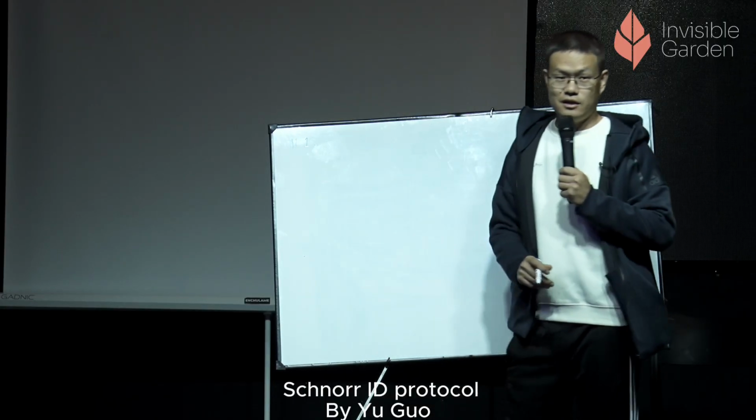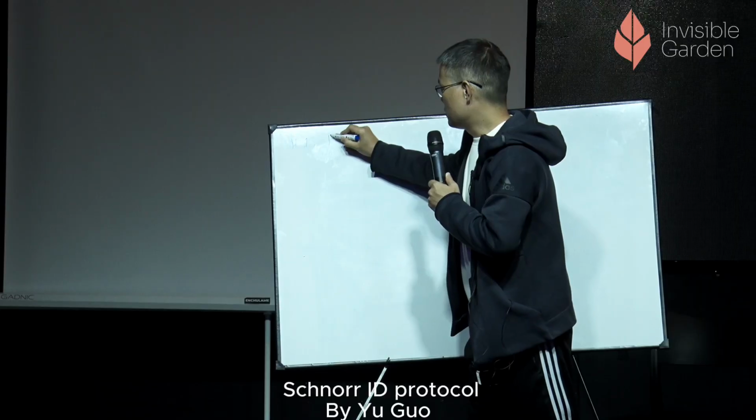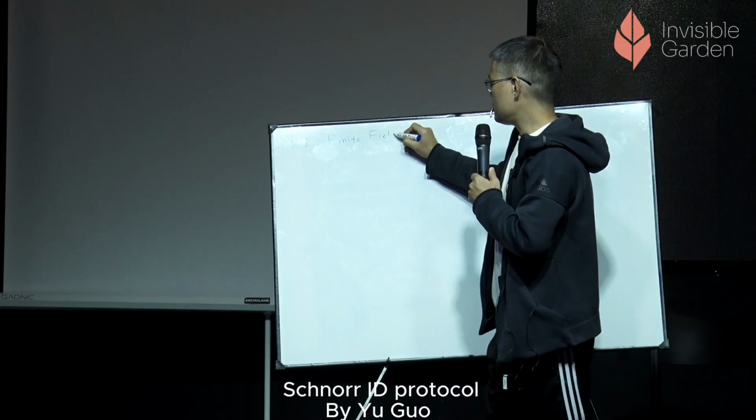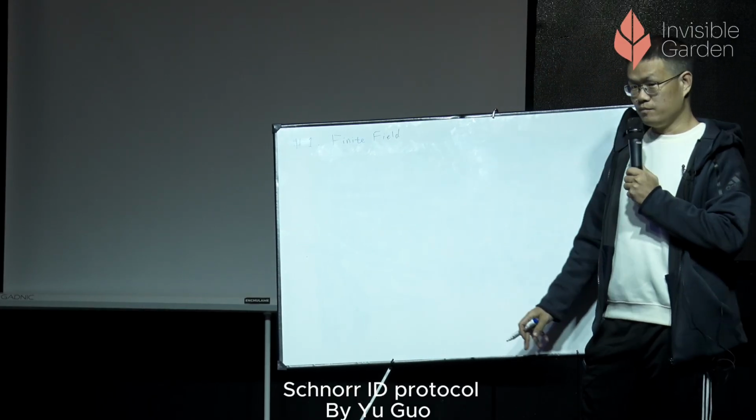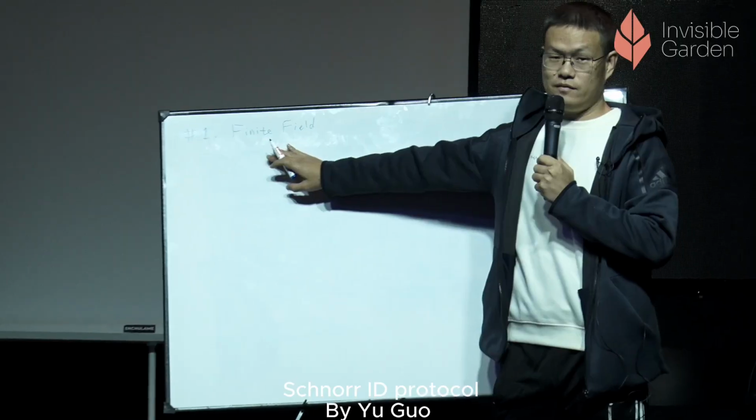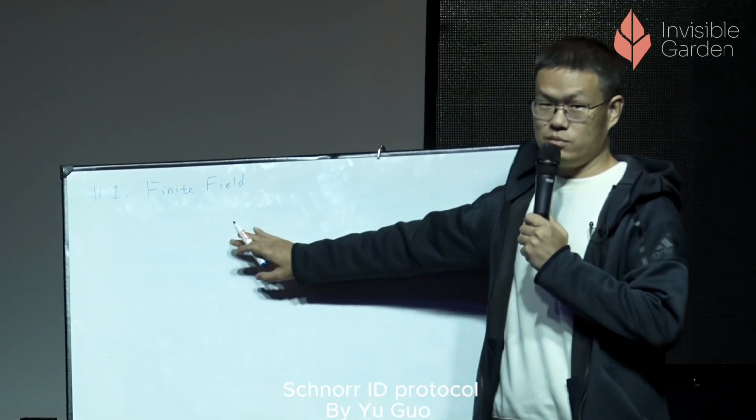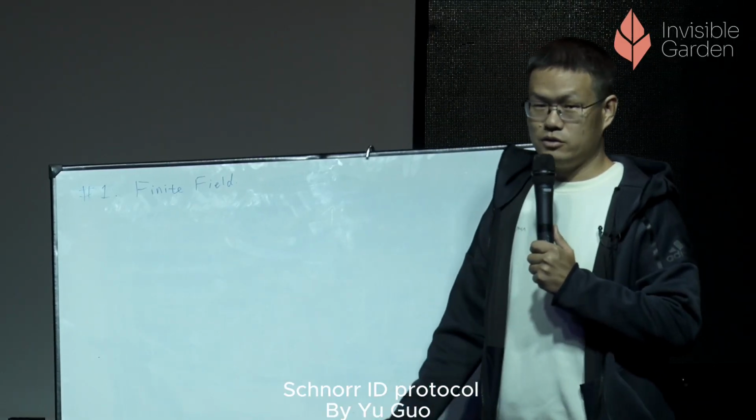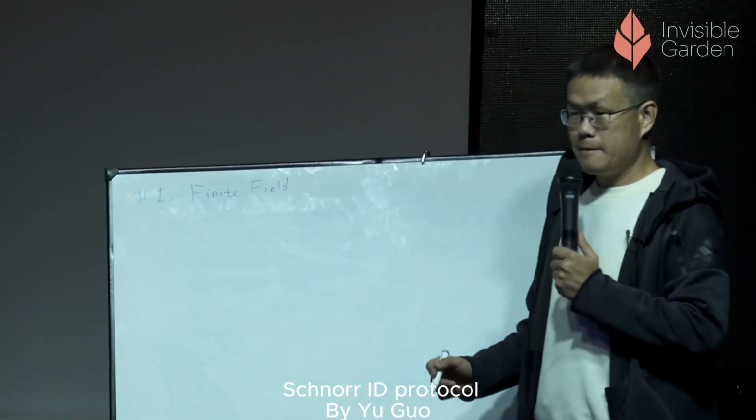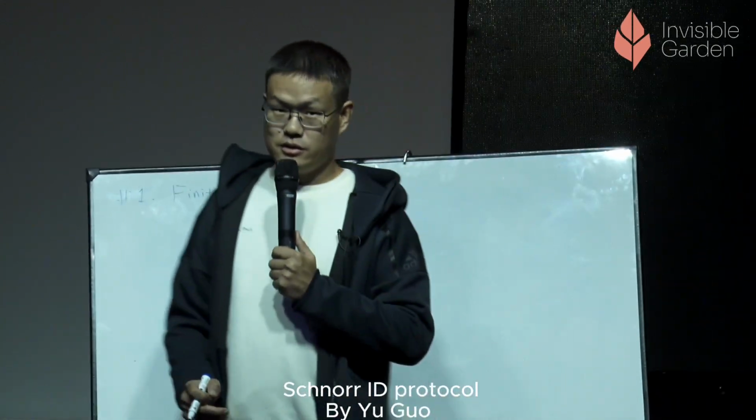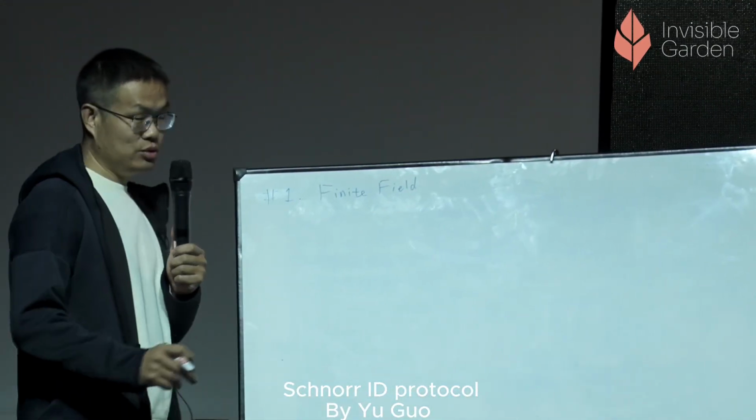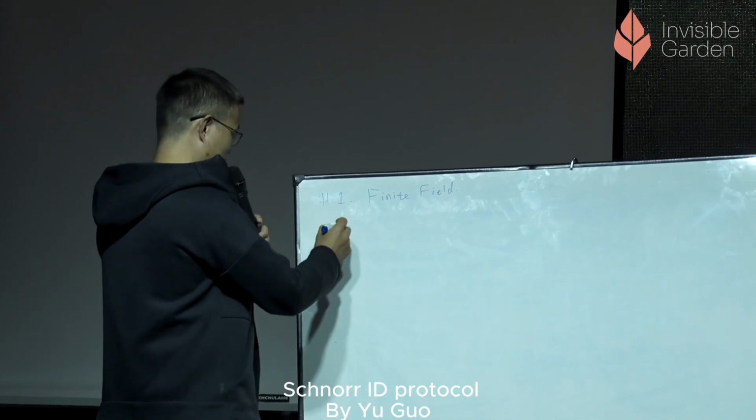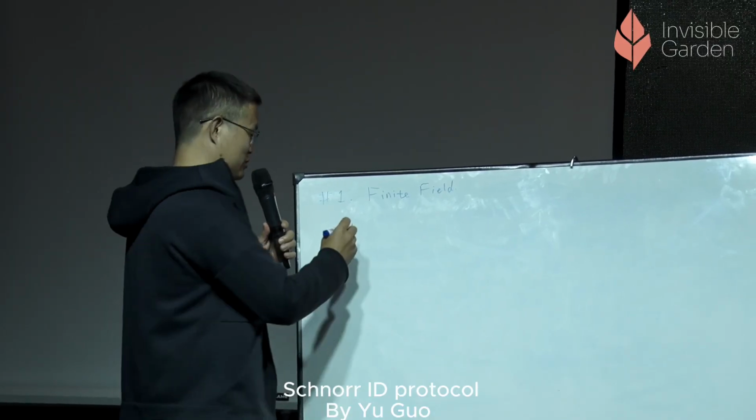Okay, the first topic is about finite fields. It is an algebraic concept which could be complicated, but still we can use them as black boxes. Basically, we have two types of finite fields.